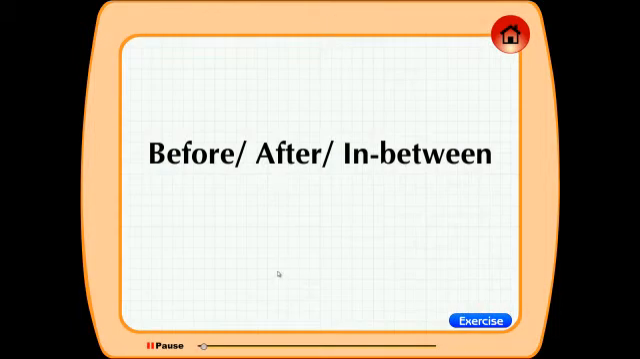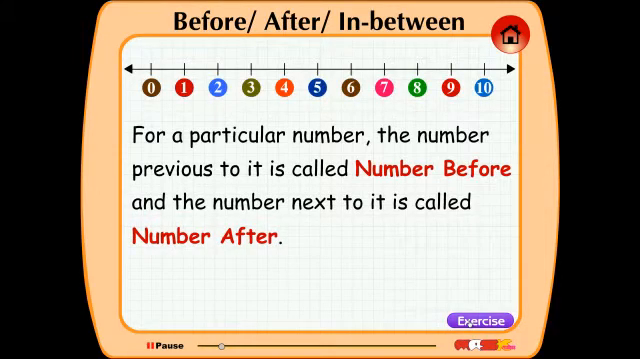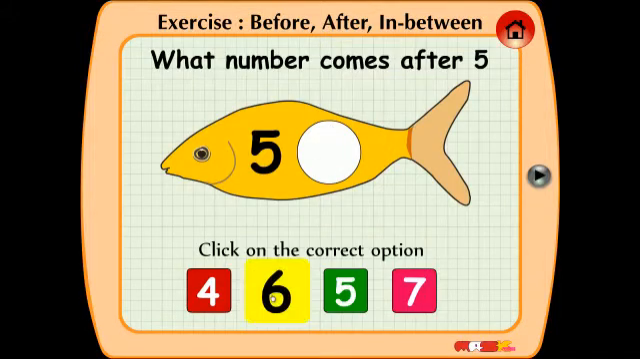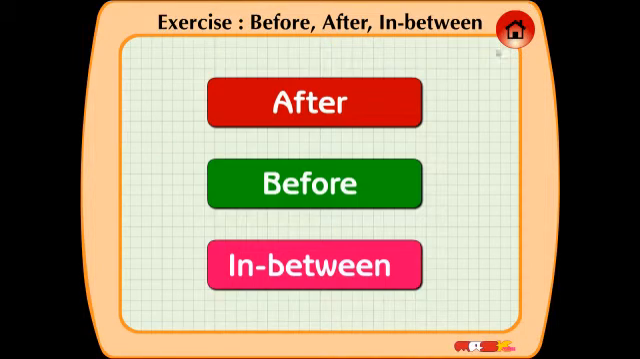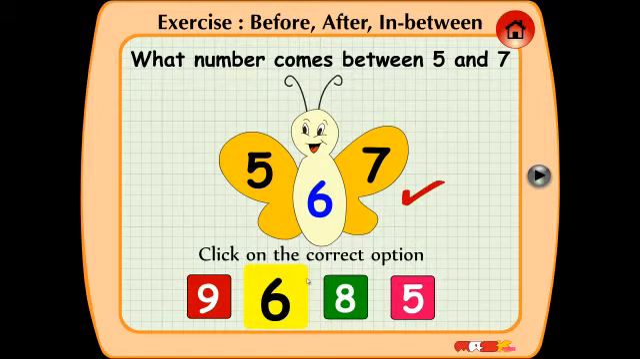Before, after, in between. For a person, what number comes? Correct. Number 6 comes. What number? Correct. Number 6 comes in between 5 and 7.